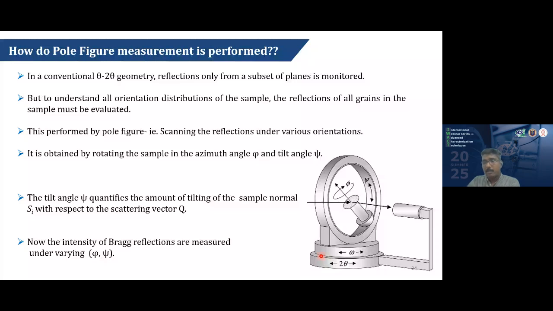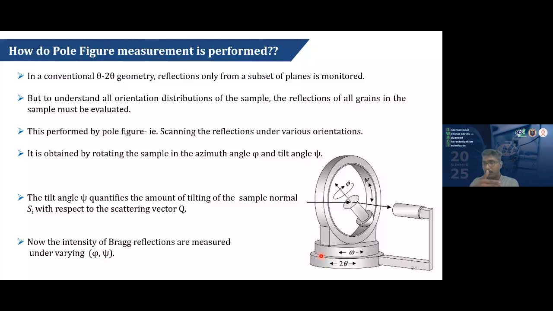That is, we are taking reflections only from a subset of planes available. But to understand the orientation distribution of the sample, reflections of all grains in the sample have to be evaluated. This is performed by pole figure, that is, scanning the reflections under various orientations. We measure the Bragg intensity under various rotation angles in psi and phi.